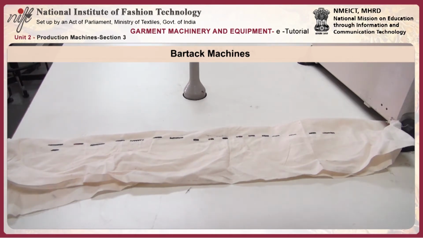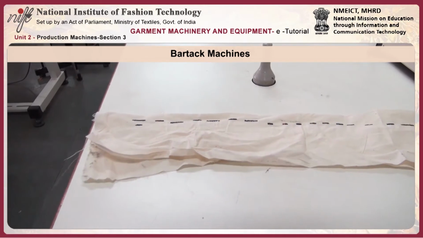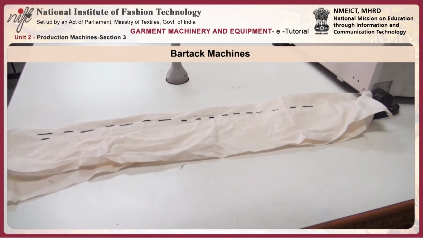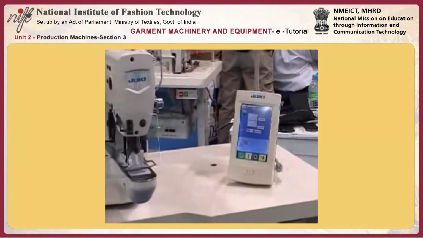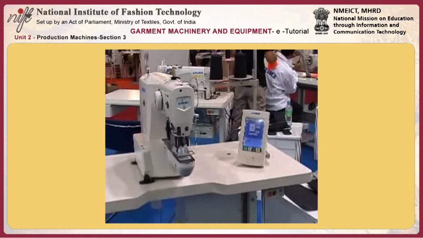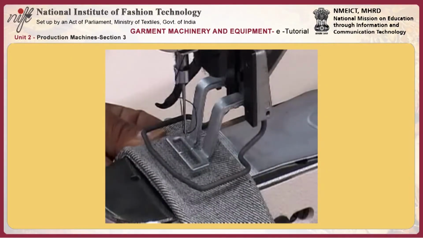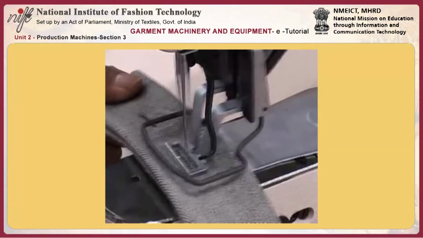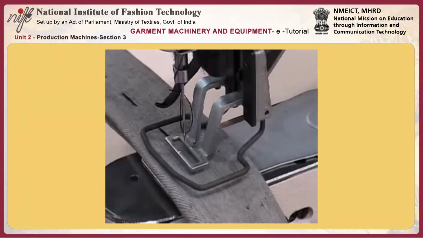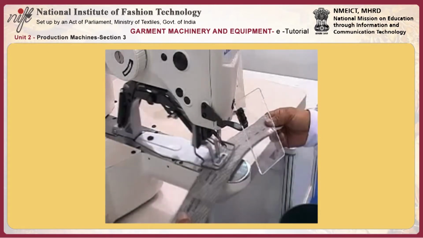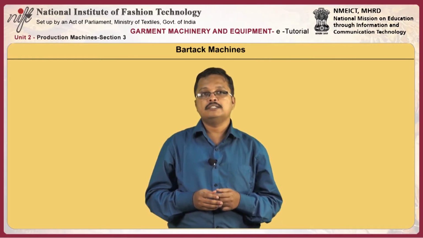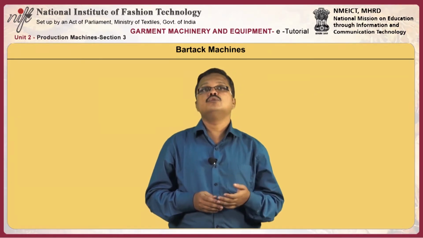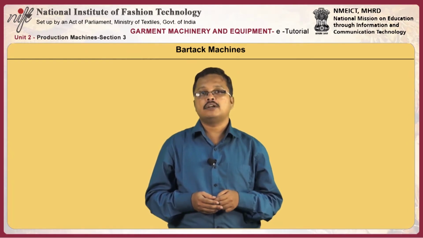Now you see all the different types of patterns which are shown by this Bartek machine in the same specimen. Using the microprocessor control panel, it is possible to set the width of the Bartek, the pattern and the stitch density. Also, it is possible to do a limited number of patterns by using an EEPROM, electronically programmable read-only memory.